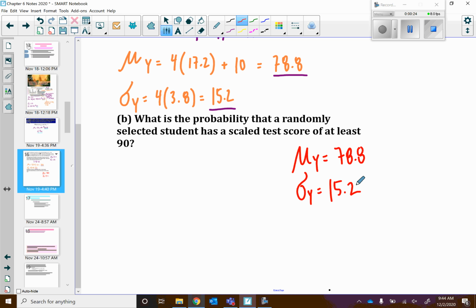So we know that. B says, what is the probability that a randomly selected student has a scaled test score, so we're talking about y, of at least 90? What is the probability that they have a scaled test score, y, of at least 90? Meaning greater than or equal to 90.